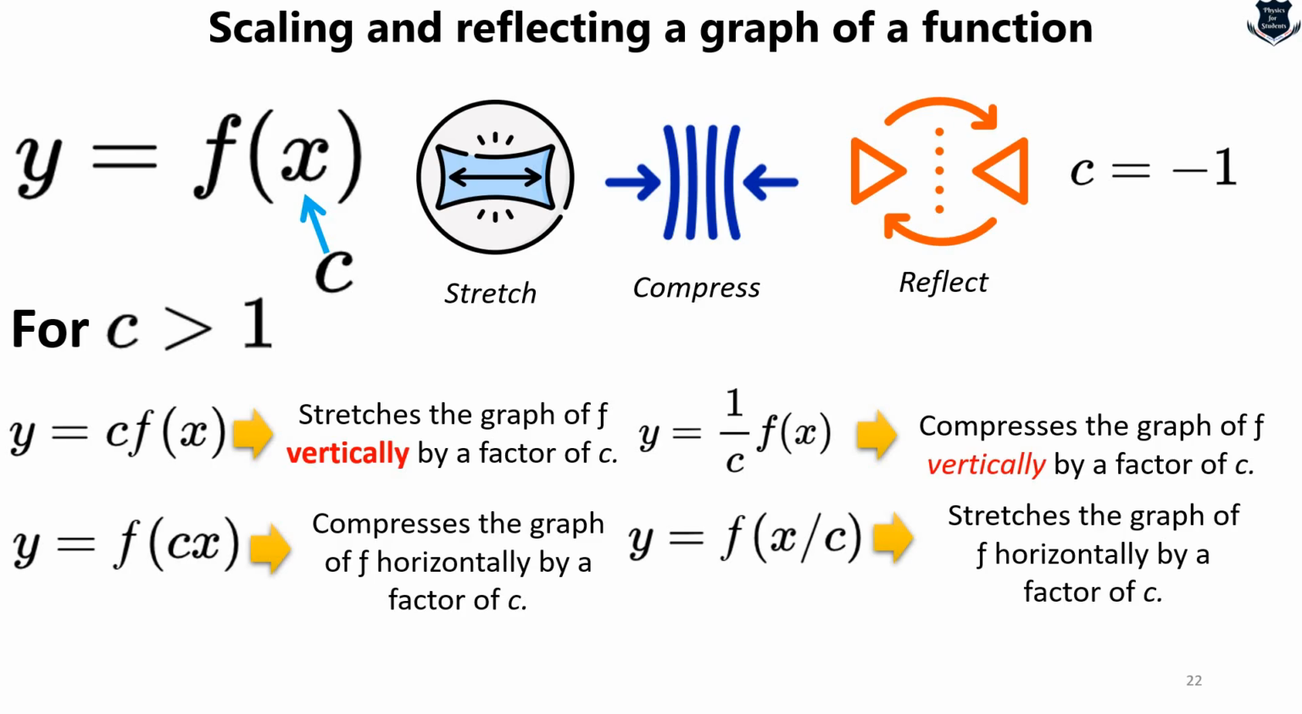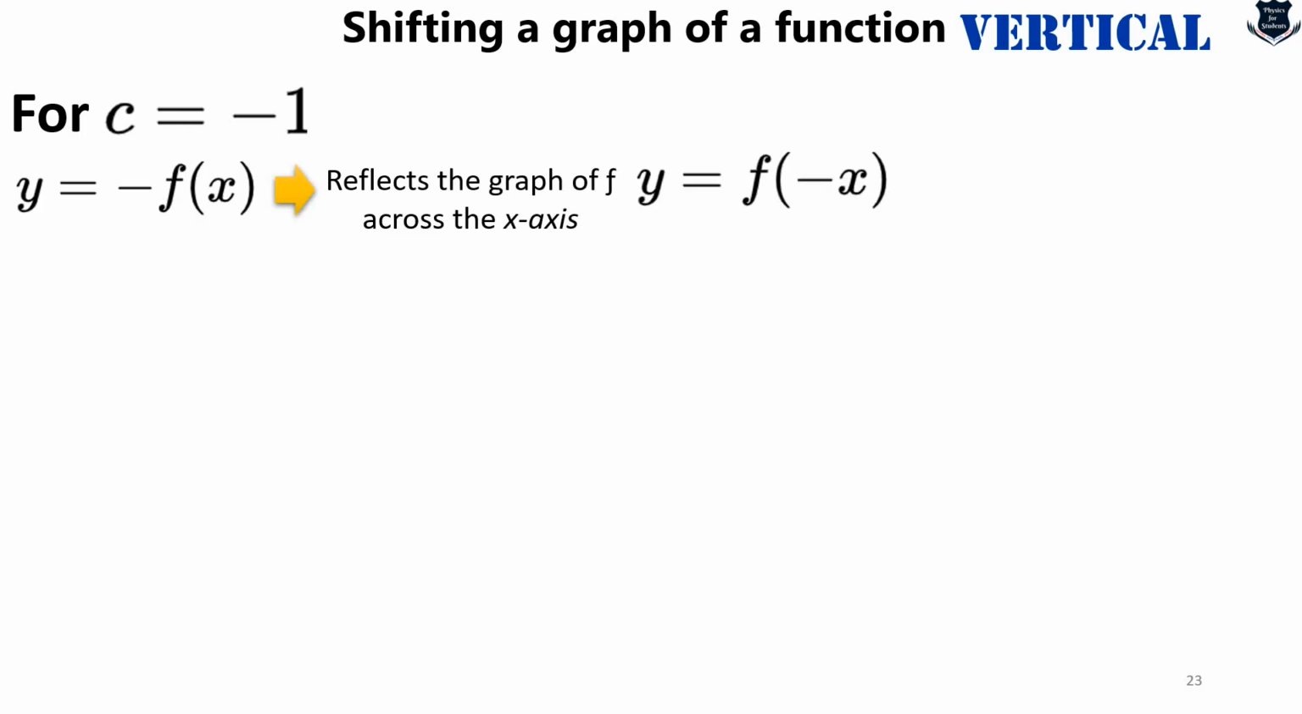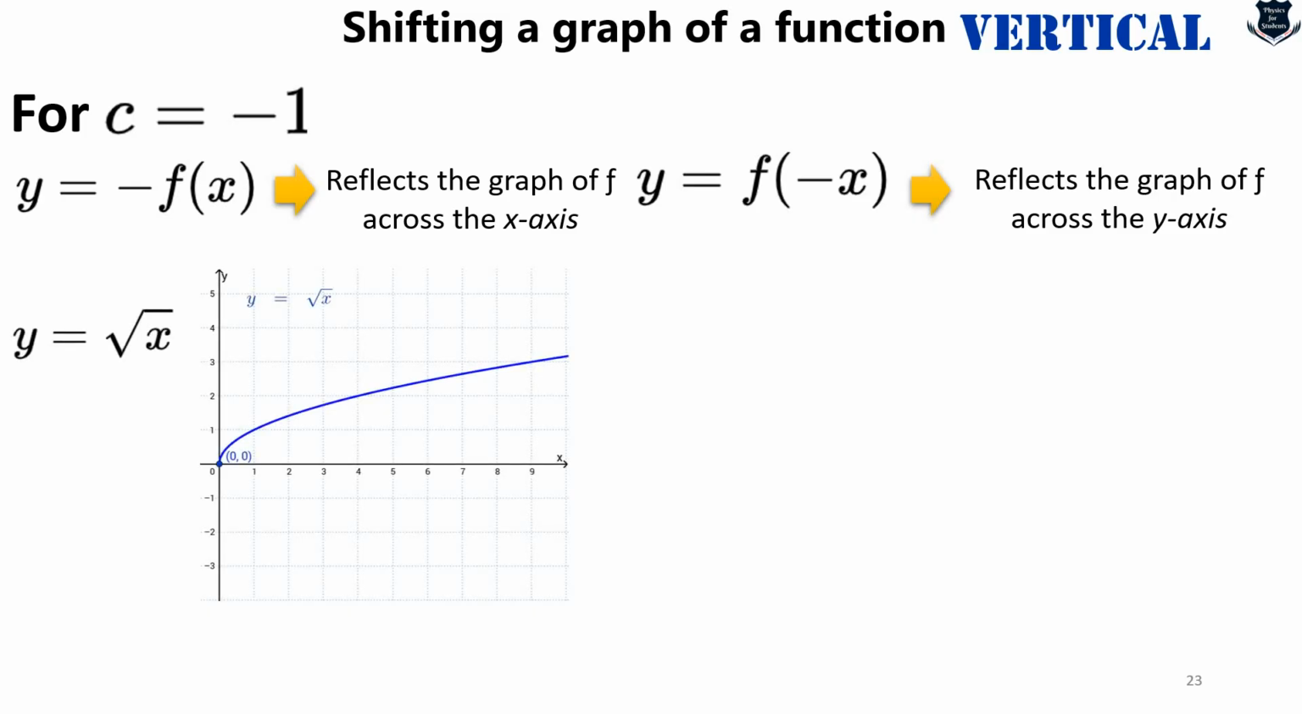So these are the equations which show the scaling of the graph. Further, if I take c equal to -1, then y equal to minus f(x) reflects the graph across the x-axis. And if I take y equal to f(-x), then it reflects the graph across the y-axis. Okay, so far so good. I will just show you a few graphs so that it becomes clear. So I will take the usual graph.